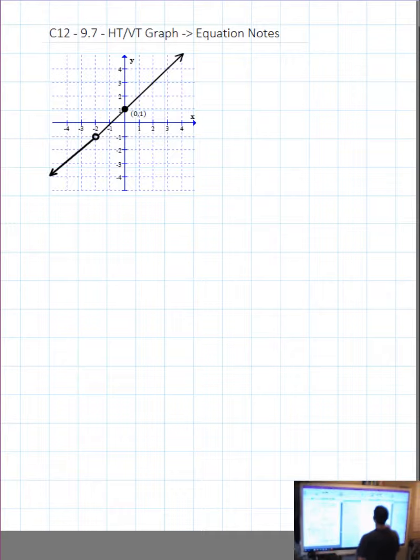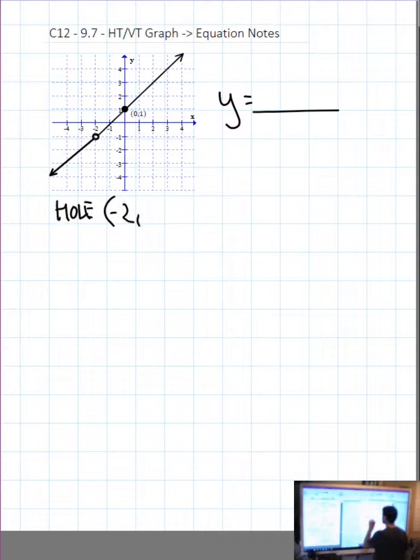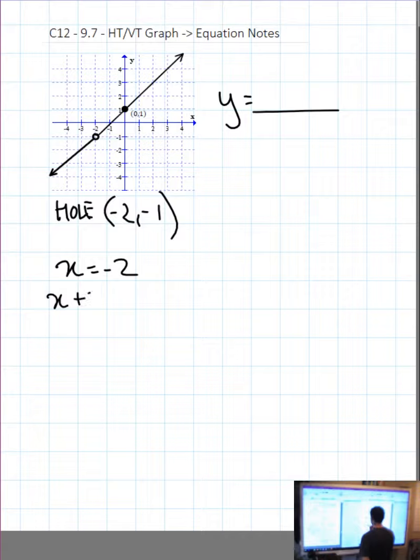Okay, let's take a look at a graph with a hole. So again, y equals over. We don't have any vertical asymptotes, so nothing goes on the bottom at the moment. Now we have a hole at negative 2, comma negative 1, which means that if we have a hole at x equals negative 2, that means that the factor is x plus 2 equals 0, and we need to put that on the top and on the bottom.